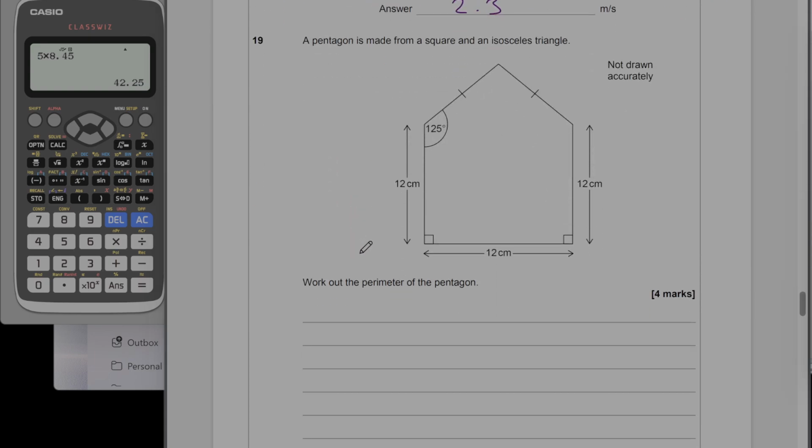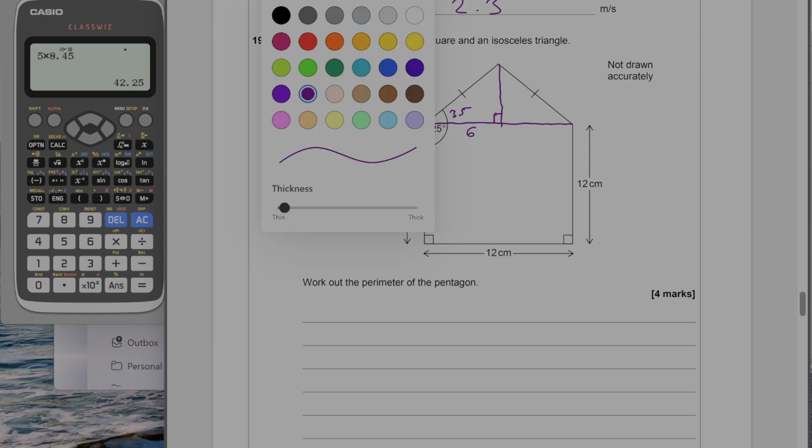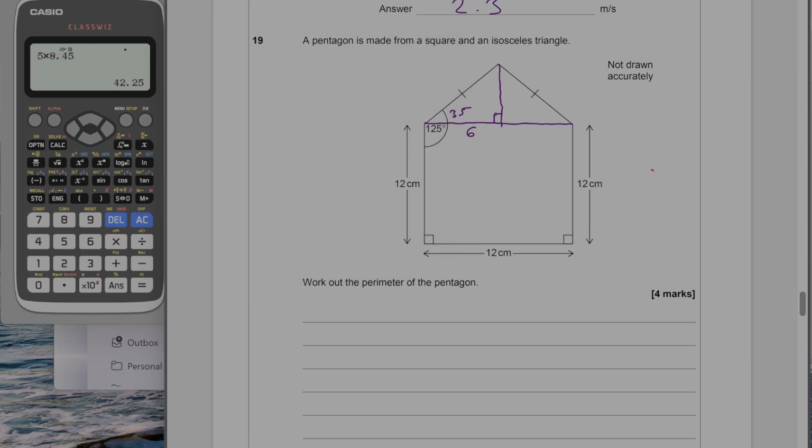Okay, question 19. A pentagon is made from a square and an isosceles triangle. Work out the perimeter of the pentagon. Okay, so let me imagine cutting it there. That would create a 90 degree angle, and we want to work out this length here. This angle would be 35, and then this distance here would be 6. So we're going to be using a bit of trig to work out that length. I'm just trying to see, we're not given the total height anywhere.